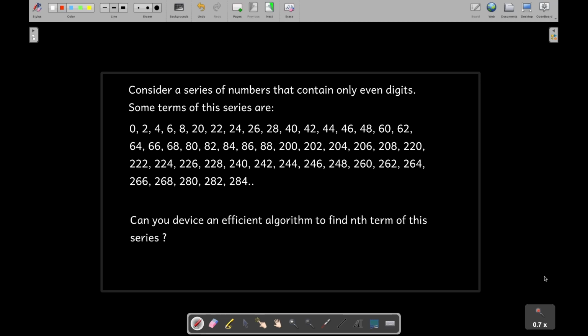And the problem goes like this: you have a series of numbers that contains only even digits. So the digits can only be 0, 2, 4, 6, and 8. A few of the terms of this series are written here, like 0, 2, 4, 6, 8, 20, 22, 24, 26, 28, 40, and so on, like you can see. And you want to devise an efficient algorithm to find the nth term of this series.